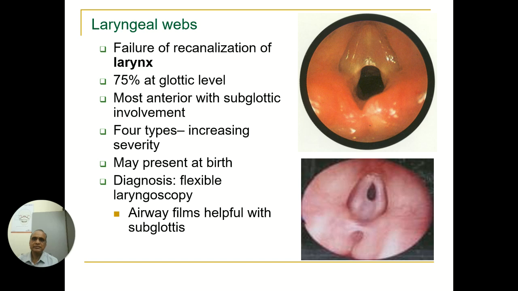Many times, about 75% of the total laryngeal webs are found at the glottic level. The most anterior, with subglottic involvement, is noticed. There are four types with increasing severity. They are present at birth and can be diagnosed with flexible laryngoscopy. Airway films help with the subglottis.